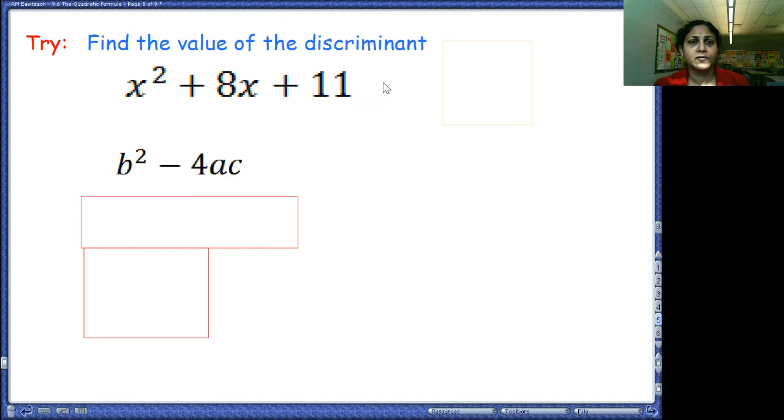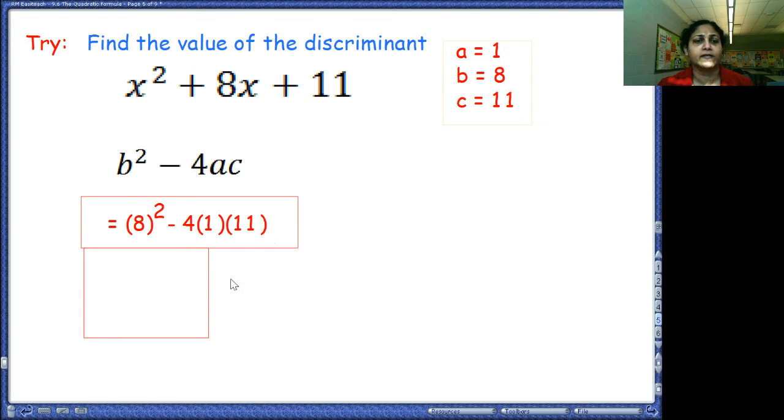Why don't you try this one? Here is your function. Remember to write down your a, b, and c values. Write the formula, plug in the values, calculate, and it's equal to 20.